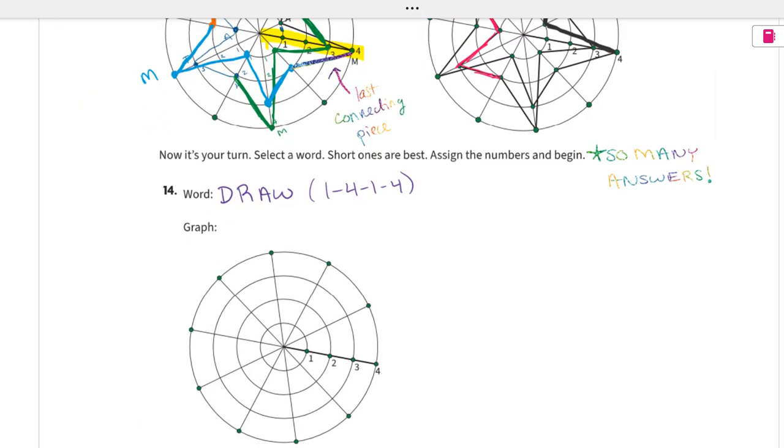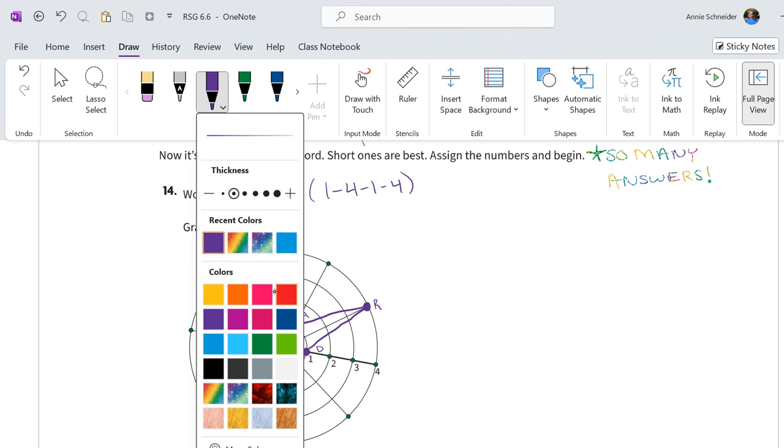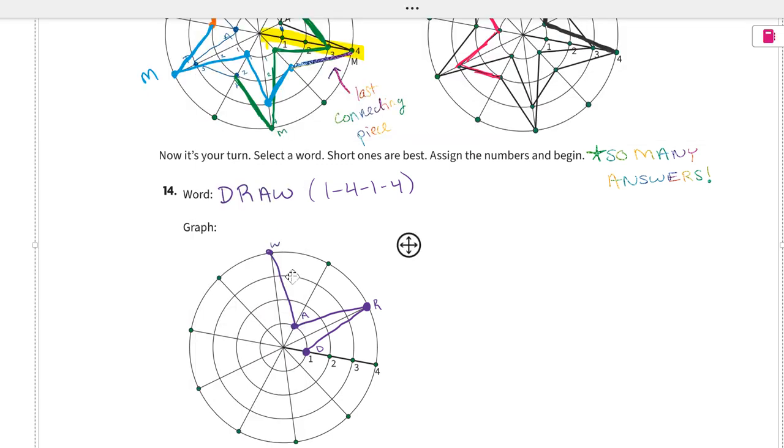And I'll start where we started before. We didn't have to, but I'll start on spoke 1, and then we go all the way out to 4, and then back to 1. So 1 4 1, and back to 4. That's my D R A W. So now we go back to 1. I'll change my color every time I finish one segment. So back to 1. Remember, we're rotating counterclockwise. So that's my D again. And then my R. And then my A. And then my W is all the way back out at 4.